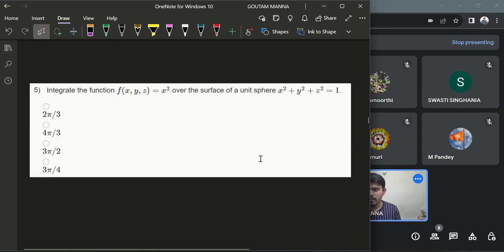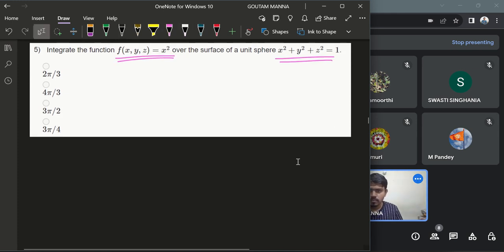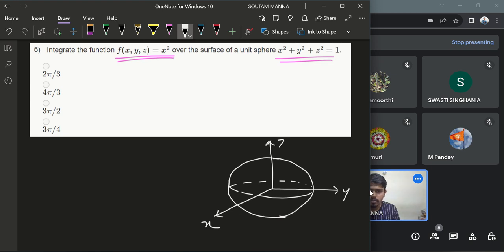Integrate the function over the surface of a unit sphere. The function is f of x, y, z equals x square, just a function of x, and the sphere has radius 1 with the origin as center: x square plus y square plus z square equals 1. So this is the sphere of radius 1.